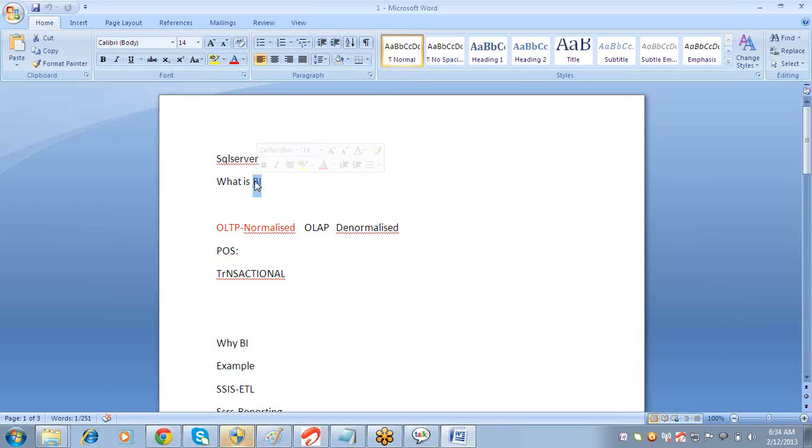So we should enable the business users to look at the data in the best possible ways, so that they take decisions accordingly. So business intelligence is making strategic decisions and strategic plans according to the past data. That's about business intelligence.